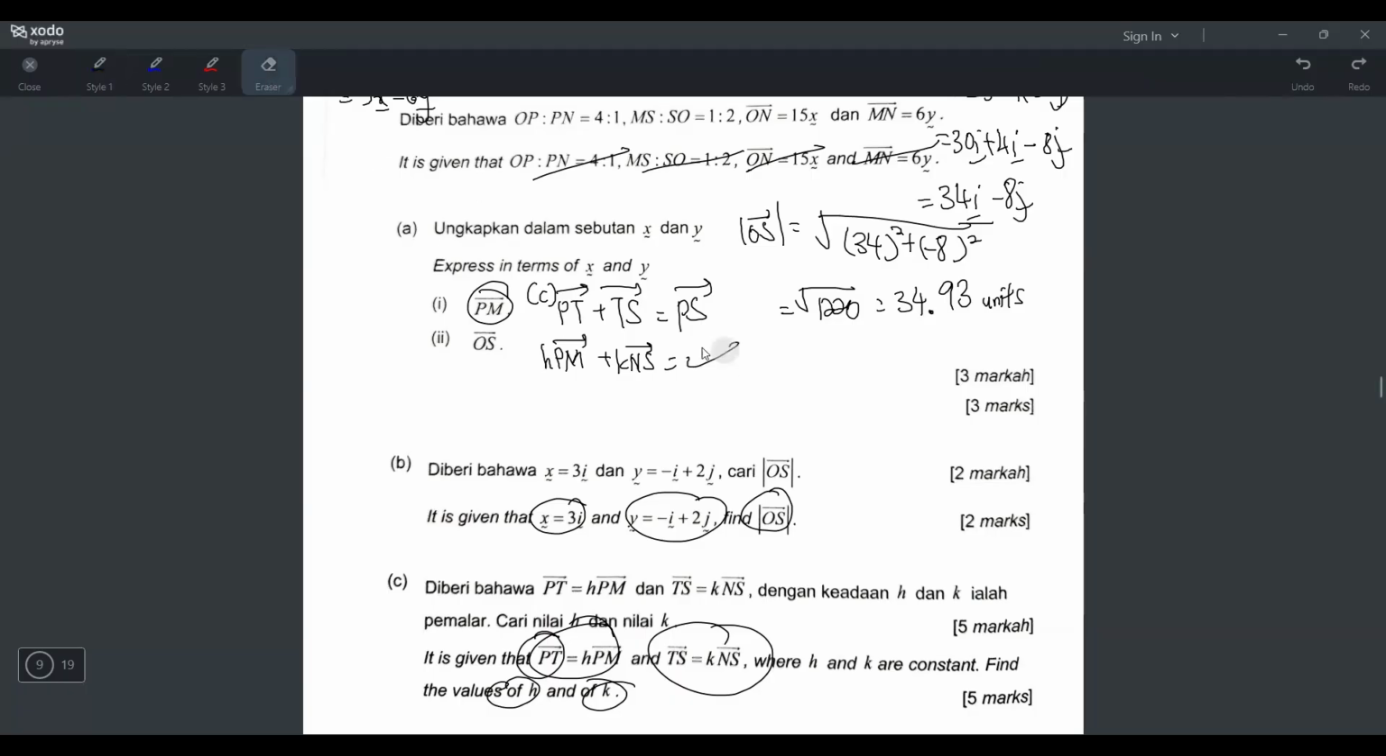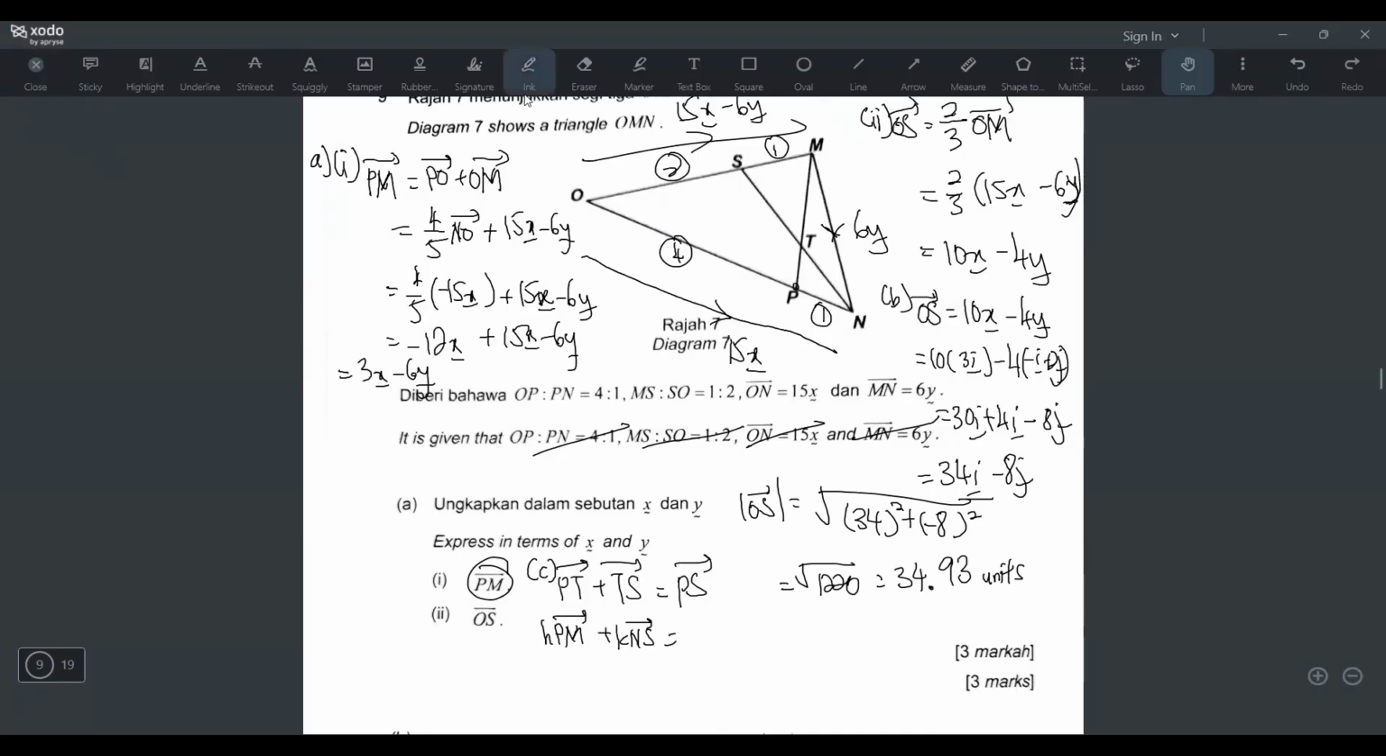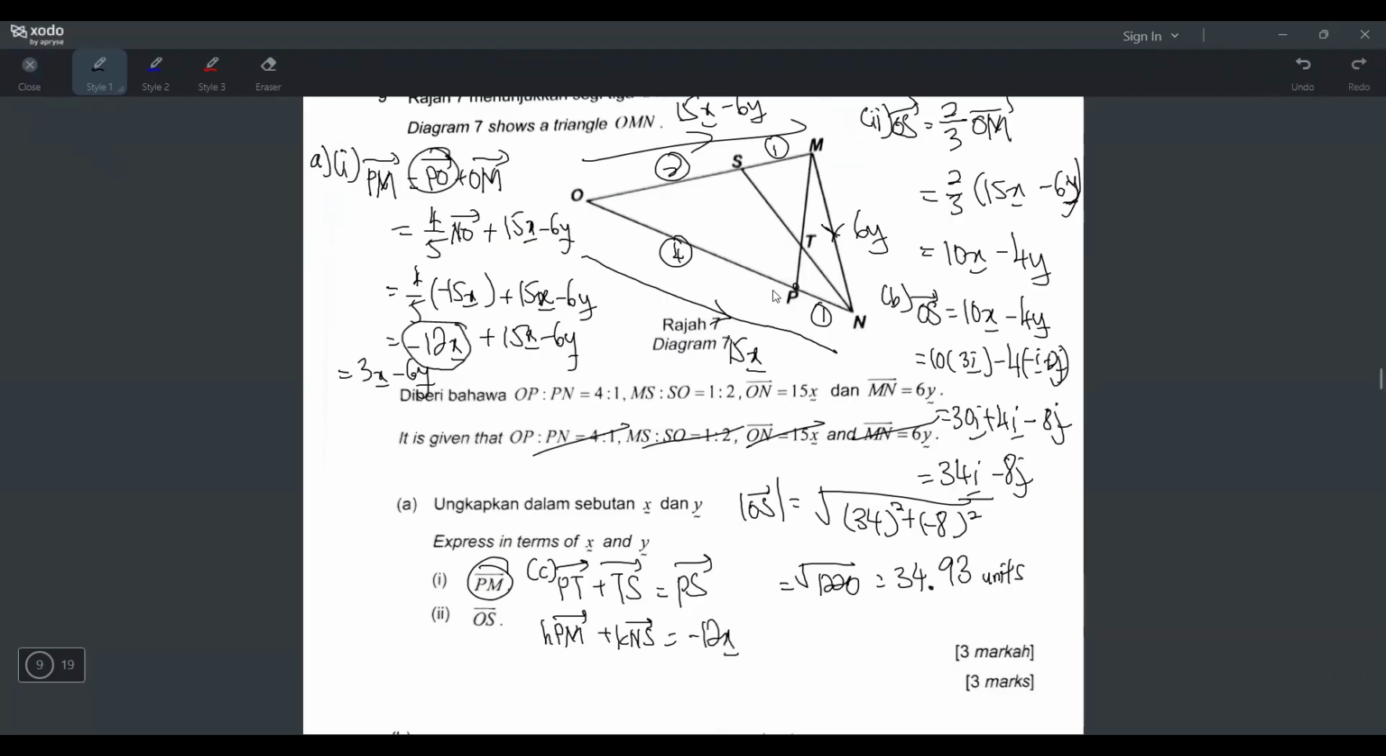Okay, now how to find PS, you have to find it. I think you can use PO plus OS, and you have both vectors actually. Because PO, you find it here already, right? PO, which is 4/5 times this one, which is negative 12x, right? Wait, is it? 5, 3, yeah, negative 12x. That one is PO. But what about OS?